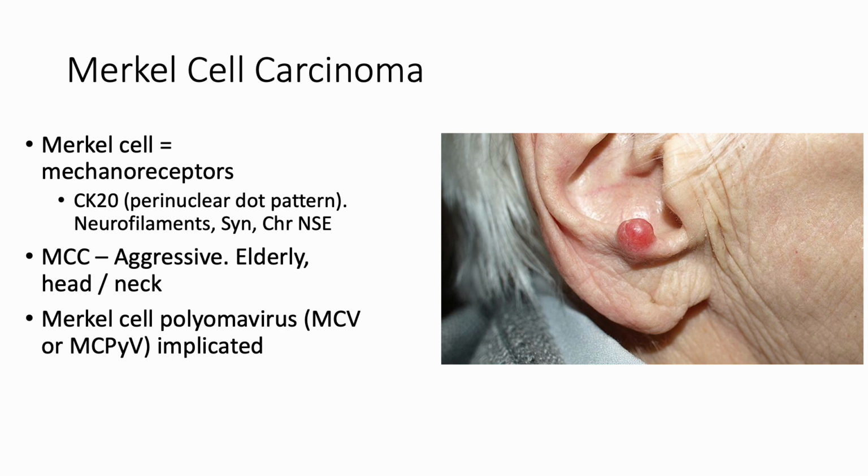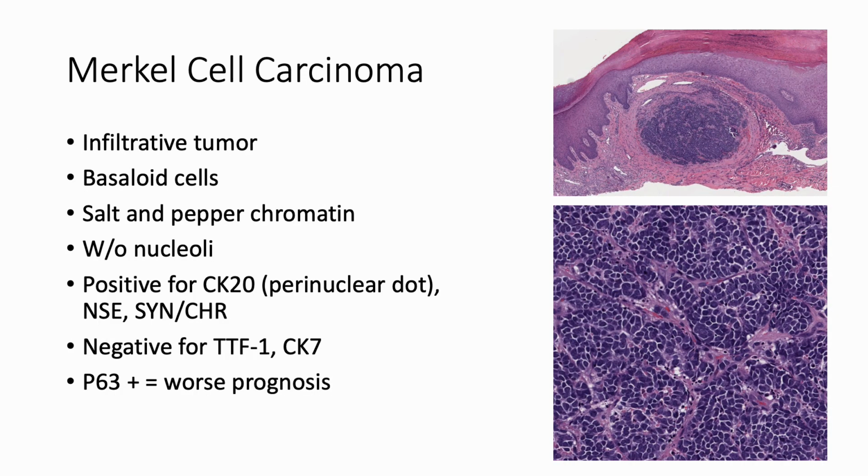Locally, it is an aggressive tumor and usually happens in the elderly in the head and neck sun-exposed area. And one virus is associated with this Merkel cell carcinoma, which is the Merkel cell polyomavirus, which is highly testable. You should remember that. And here is the histology of Merkel cell carcinoma.